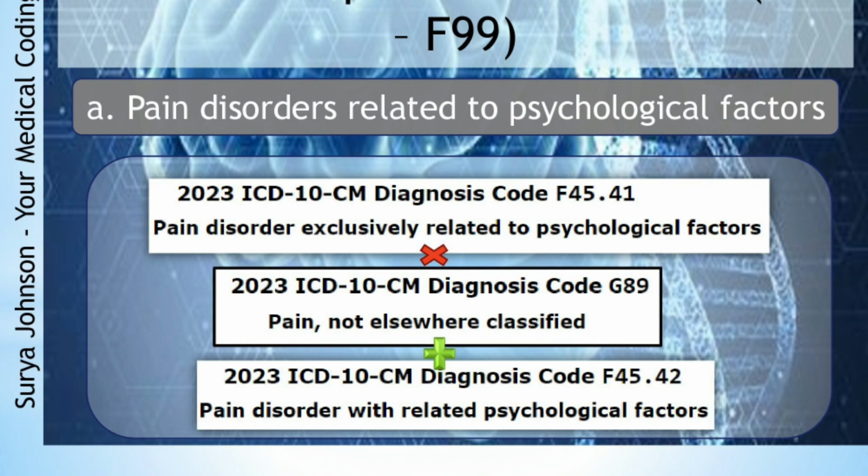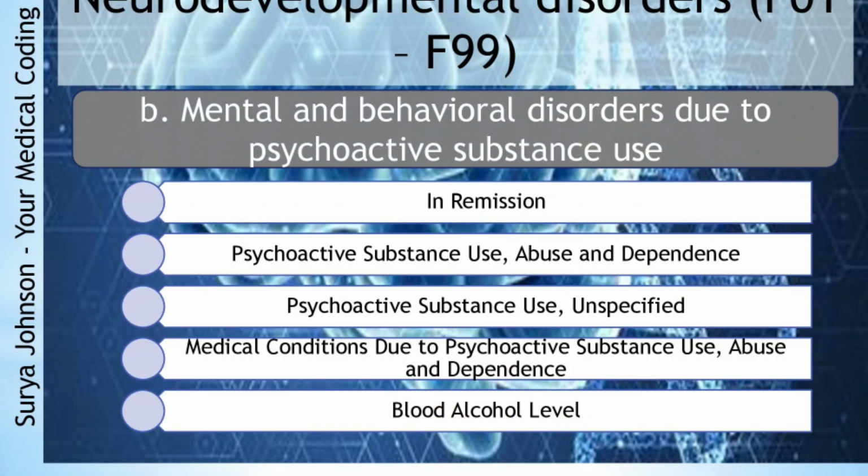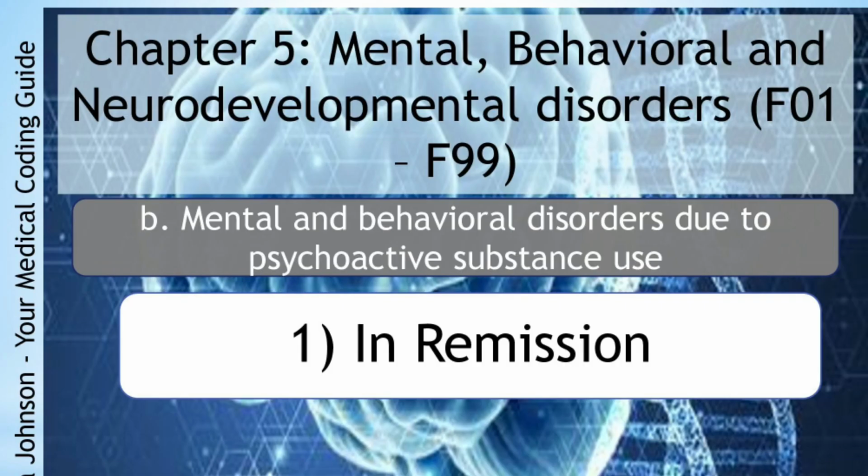The next one, B, mental and behavioral disorders due to psychoactive substance use. Let's consider the patient has some psychoactive substance use and because of that there are some mental and behavioral disorders. In that case we should follow some criteria when the patient is in a remission status. If the patient is in remission status, how do you choose the codes? You choose the codes from the category that has the word remission, that describes in remission status. So you will be choosing from F10 to F19 if the patient is in remission status.